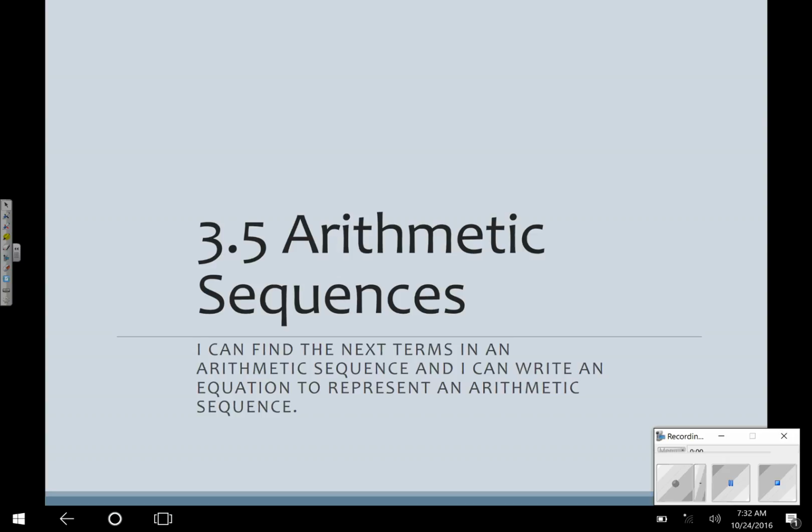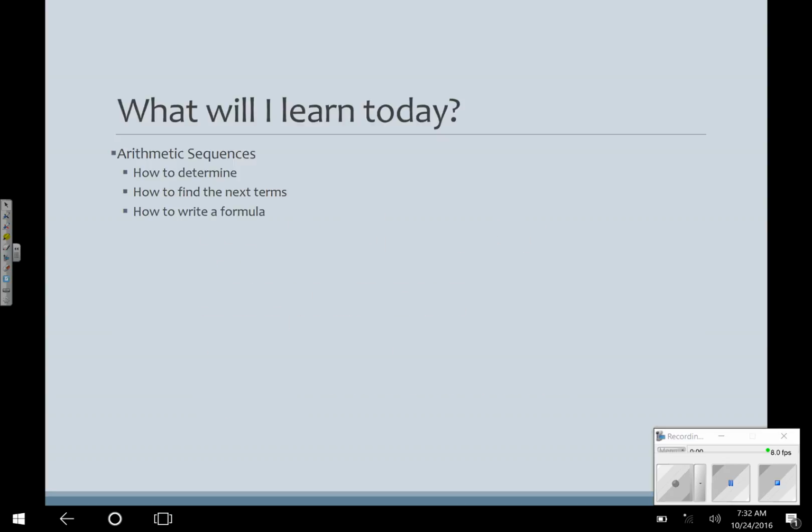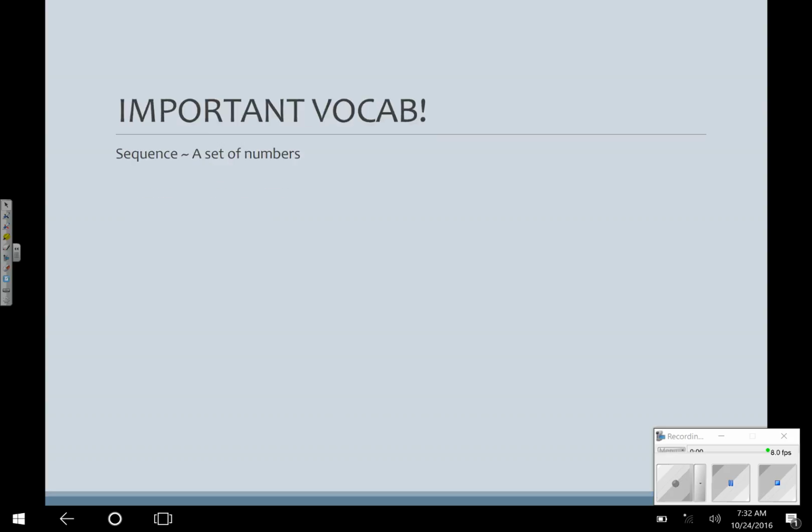We're going to talk about arithmetic sequences, what they are, and how to find a formula and the terms. So we're going to learn how to determine if something is arithmetic, we're going to find the next terms, and we're going to write a formula. So what's some important vocabulary?